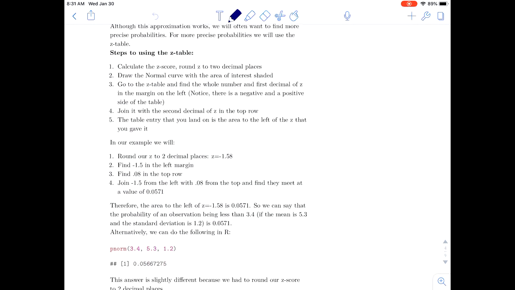So here, I wrote out the steps to using this table and also what we did in our example. We're going to round our z to 2 decimal places, and that's going to be important. We have to match the number of decimal places in the table. Maybe I'll make a note of it: need to match the number of decimal places in the table.